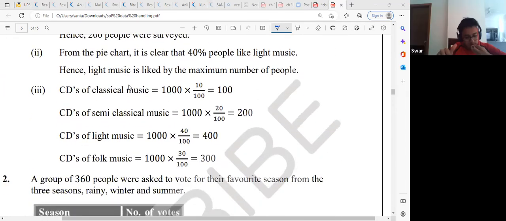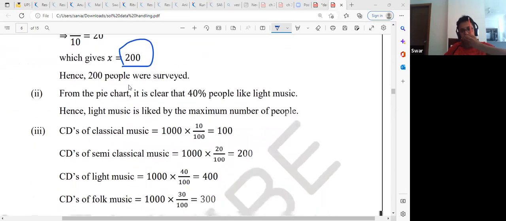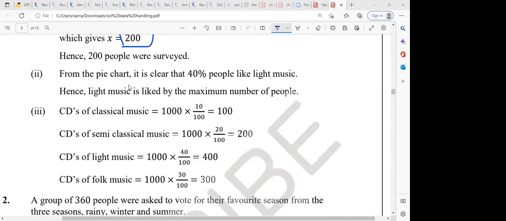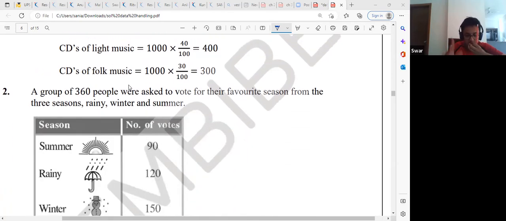Ma'am, for the third one, for light, 40 upon 100 multiplied by 1000 is equal to 400. Then for folk, it is 30 upon 100 multiplied by 1000, which is 300. For classical, it is 10 upon 100 multiplied by 1000, which is 100. And for semi-classical, 20 upon 100 multiplied by 1000 is equal to 200.